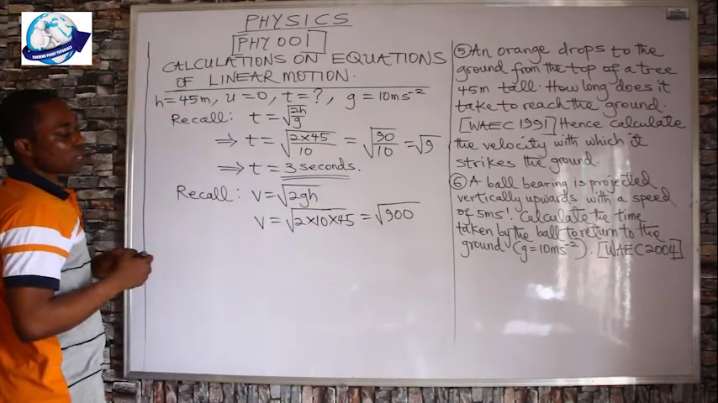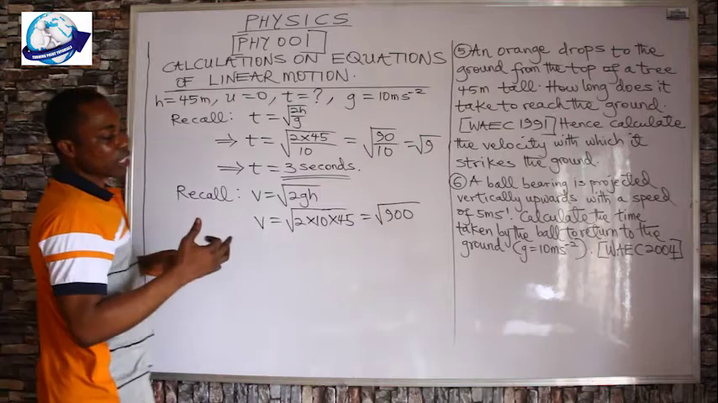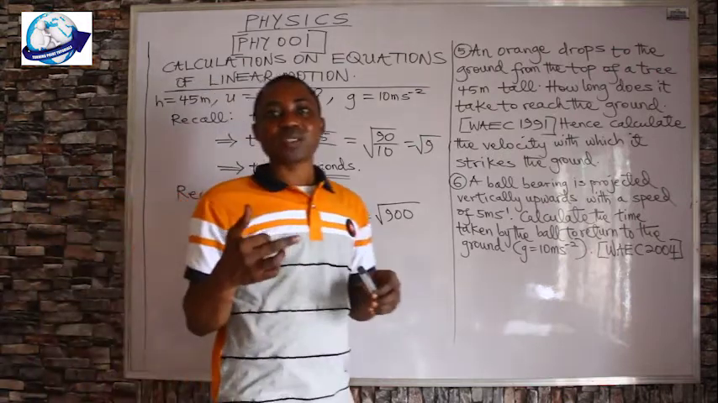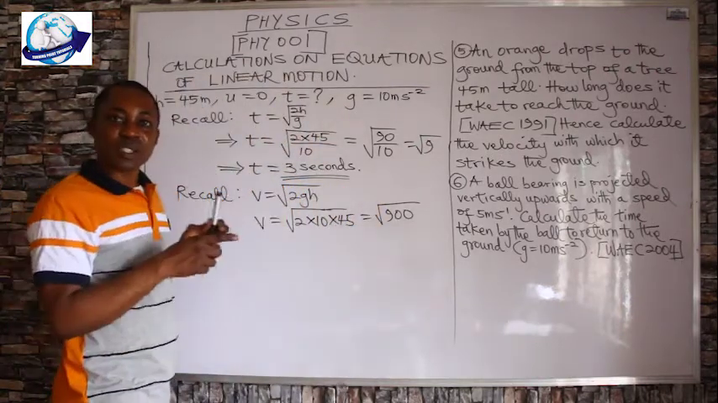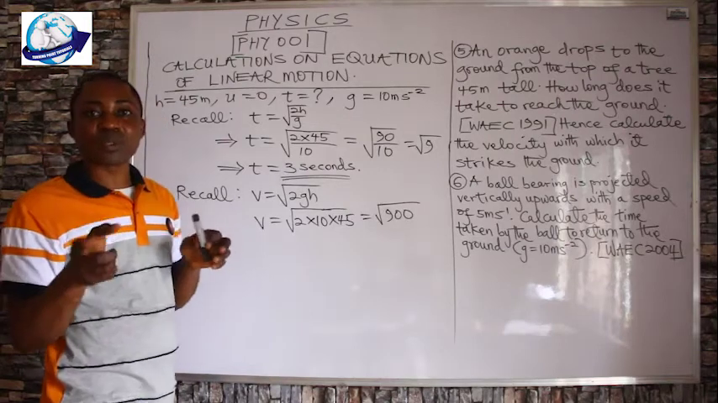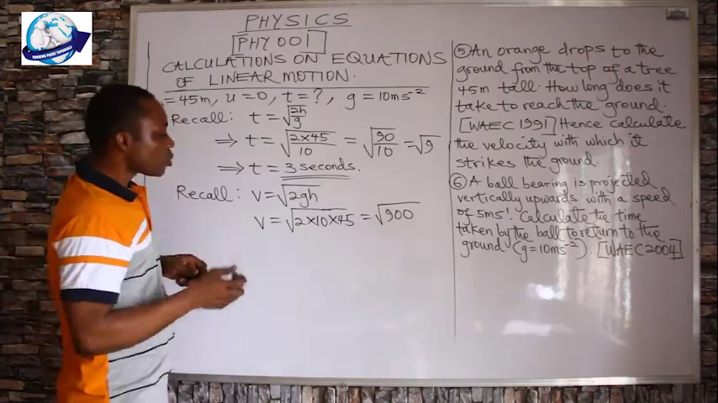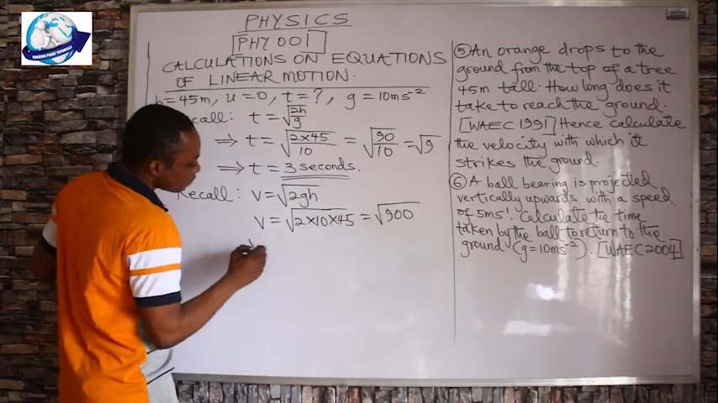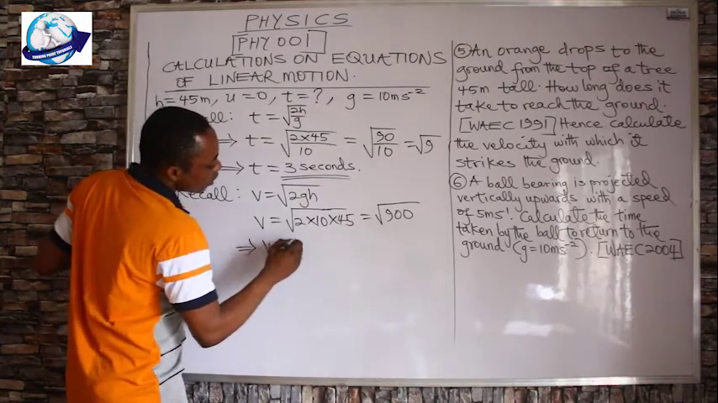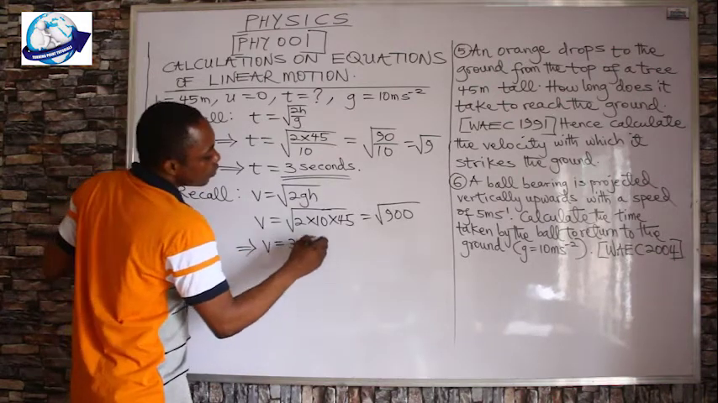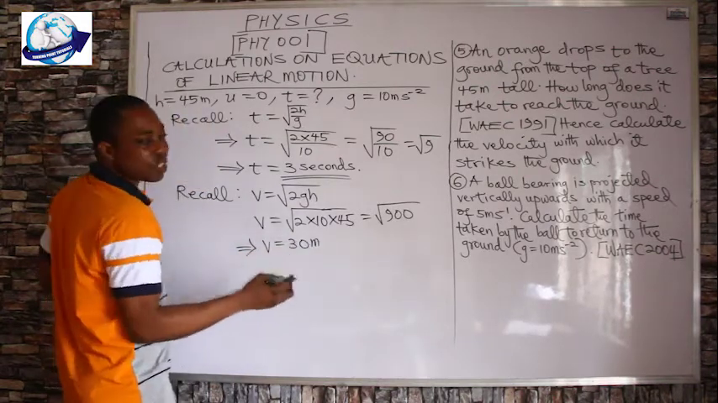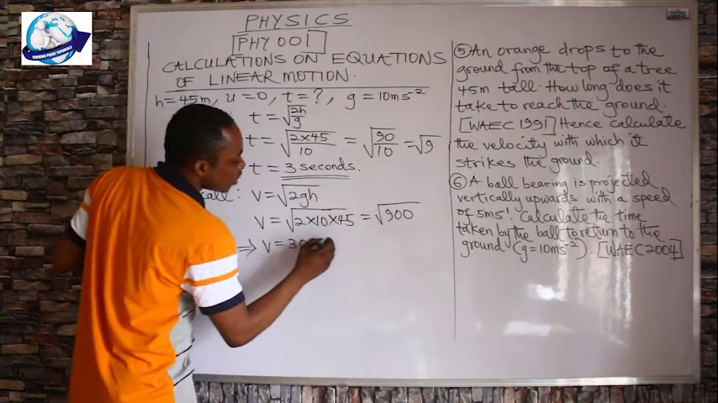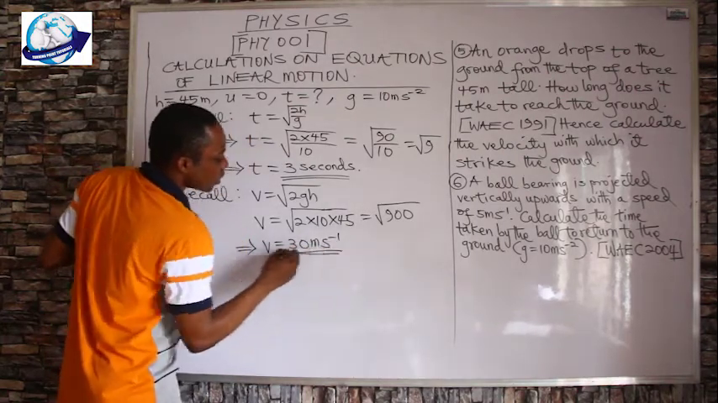And what's the square root of 900? You must understand, it's just so simple. Now you're saying 9 times 100, and the square root of 9 is 3, and the square root of 100 is 10. So 3 times 10, that's 30. So the square root of 900 is 30. It implies here that the velocity is equal to 30 meters per second. The final velocity with which it strikes the ground is 30 meters per second. That's the answer to the question.